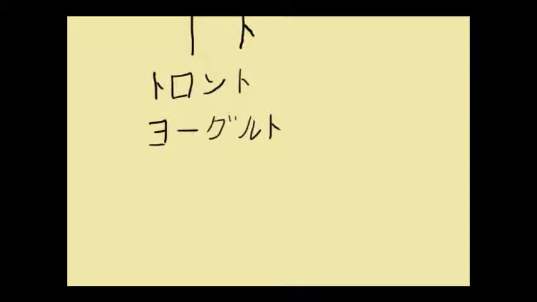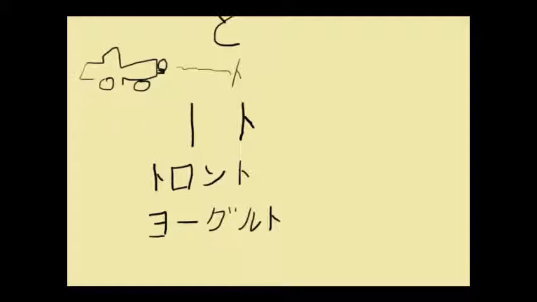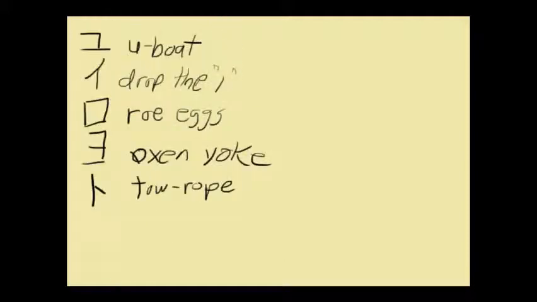Alright. That should be about 5 characters. Let me pause. There's our 5 characters: u, i, do, yo, and to. Next character we're going to go.